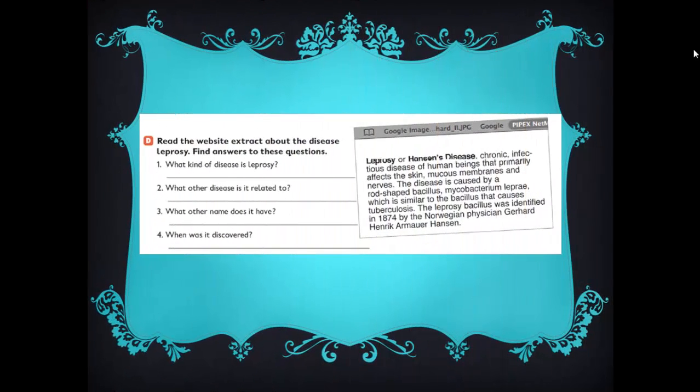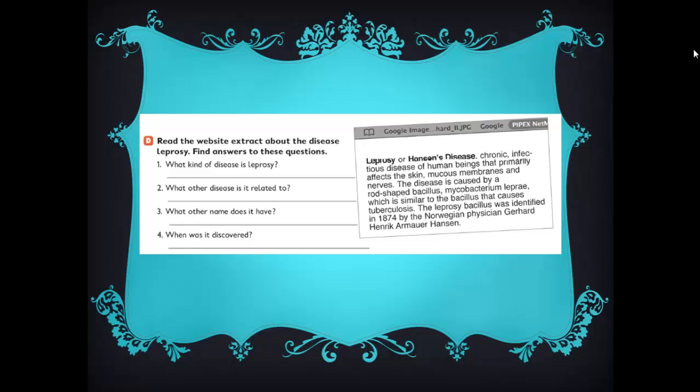Now, after doing this, let's do practice number D. Read the website extract about the disease leprosy. Find answers to these questions. Number 1. What kind of disease is leprosy? What other disease is it related to? What other name does it have? And when was it discovered?